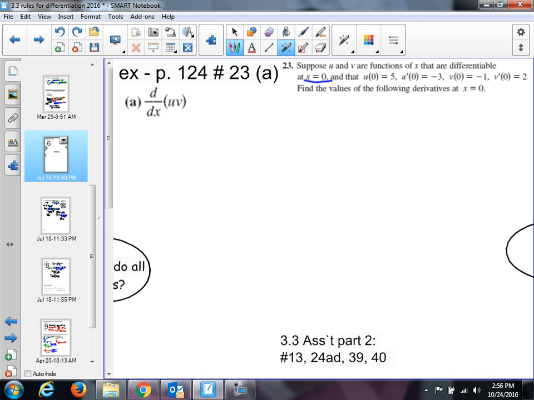When x equals 0, we know the function u gives us a 5, and the derivative is a negative 3. The function v gives me a negative 1, and the derivative of the function v is a 2. Find the value of the derivatives at x equals 0, and it went on from there. You might be saying like, what? I don't know. Let's try this out.